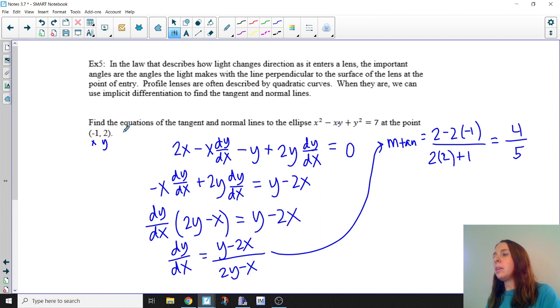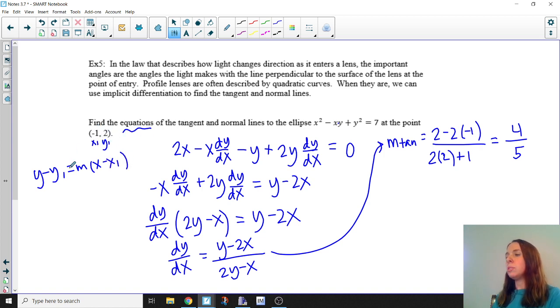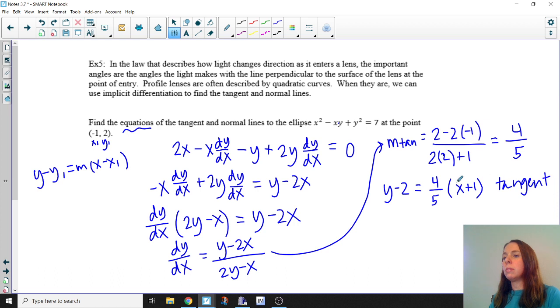So now to write the equation of the tangent line, we can use point slope form, right? Point slope form is y minus y1 equals m times x minus x1, where this point can now be used for x1, y1, and our slope, our m, is 4/5. So it looks like this. Y minus 2 equals 4/5 times the quantity x plus 1. There's our equation of the tangent line. I'm just going to leave it in point slope form.